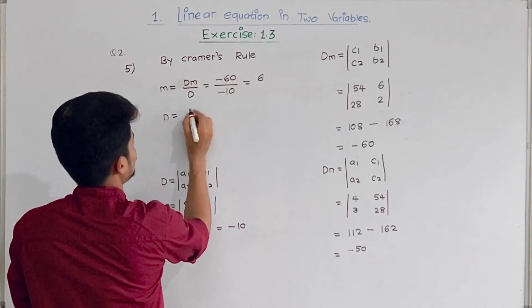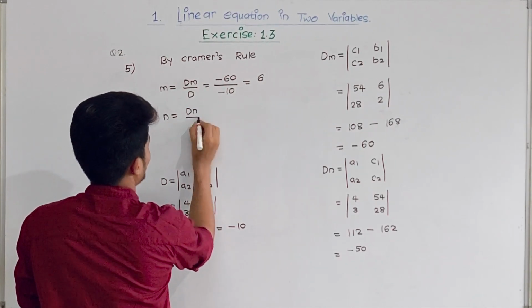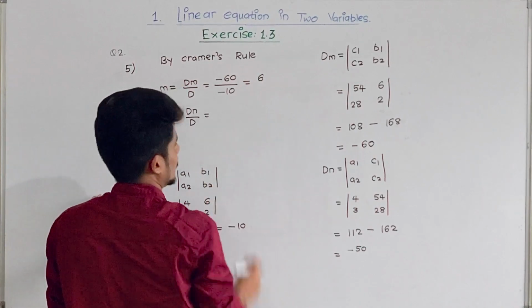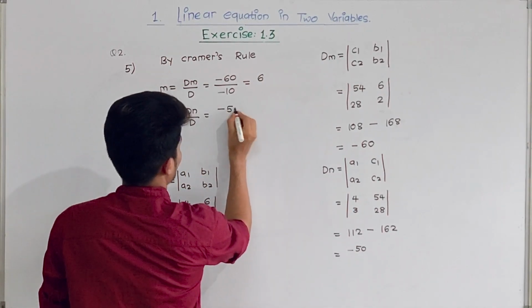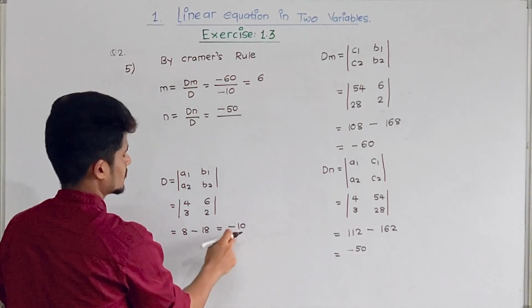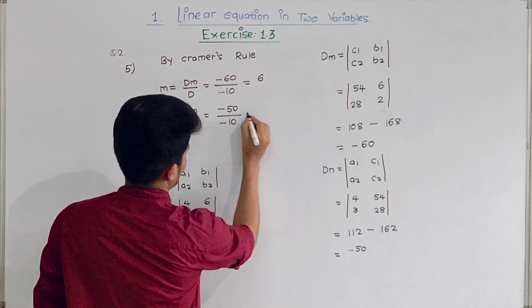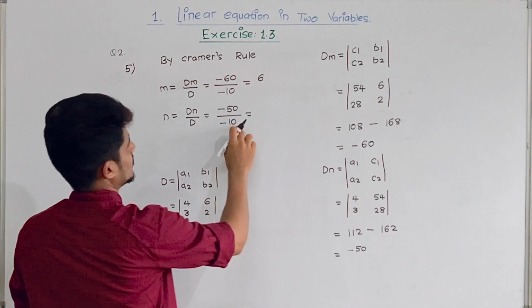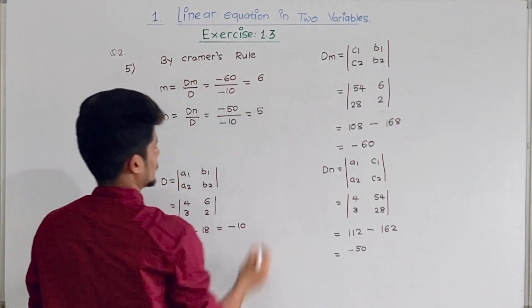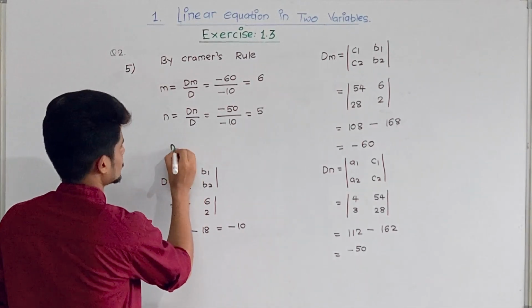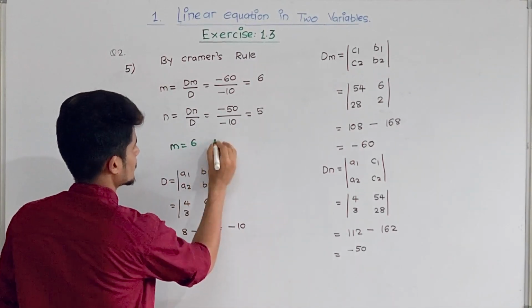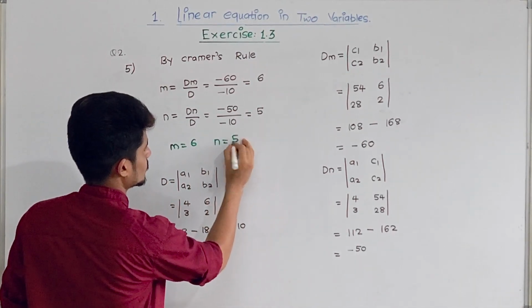Similarly, value of n will be dn upon d. Value of determinant of n is minus 50 and value of determinant is minus 10. Minus minus cancel, 10 5s are 50. So the value of m and n are, m is equals to 6, n is equals to 5.